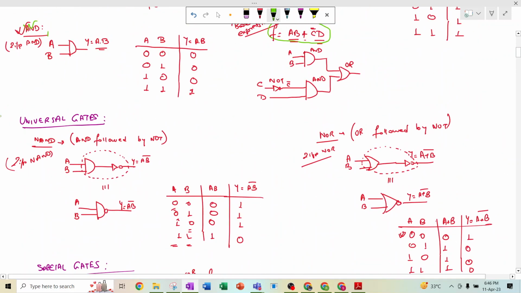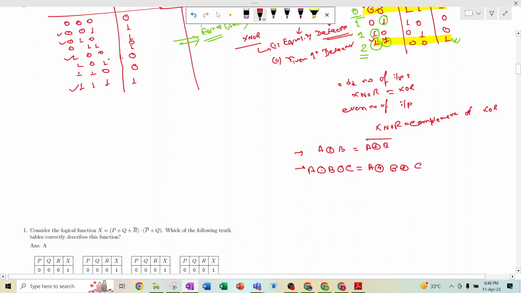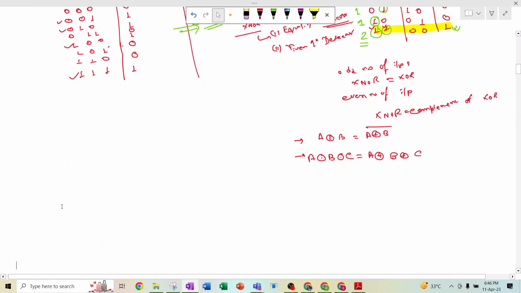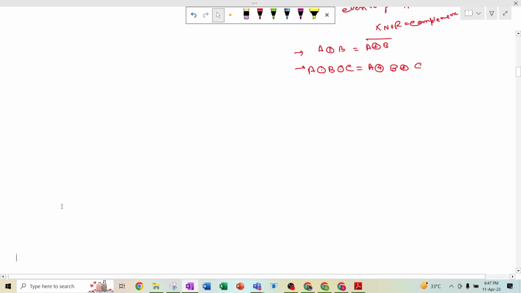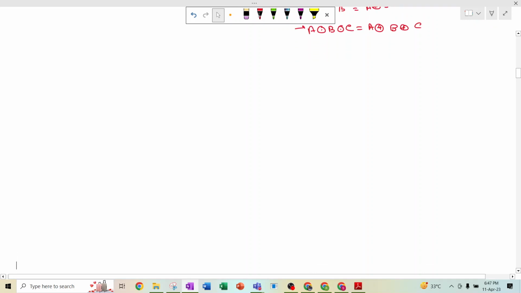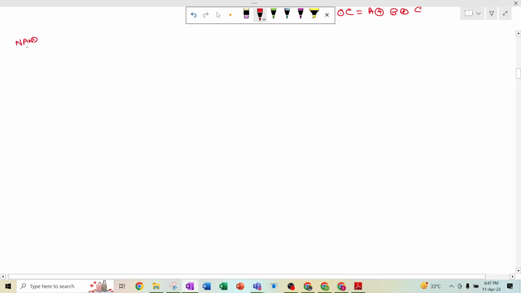Now I will discuss why the NAND and NOR gates are called universal gates, because using NAND and NOR we can implement any kind of gate. Suppose we are considering the NAND gate first. First, NAND as a NOT gate. How can we use a NAND gate as a NOT gate? The NAND gate symbol is like this.